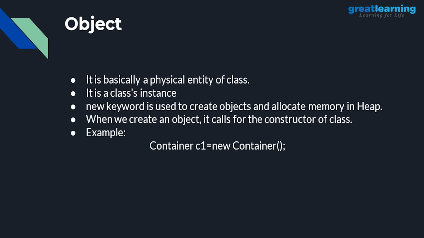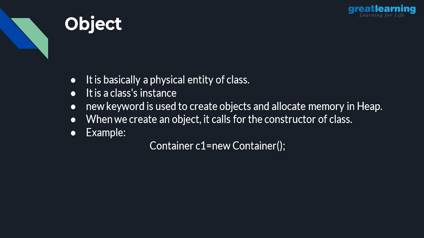It is the class's instance, right? We talked about instance variables, static variables, local variables. In that particular sense, this object acts as a class instance. The new keyword is used to create objects and allocate memory in the heap. Okay, whenever we use new, we are creating objects and allocating memory in the heap.